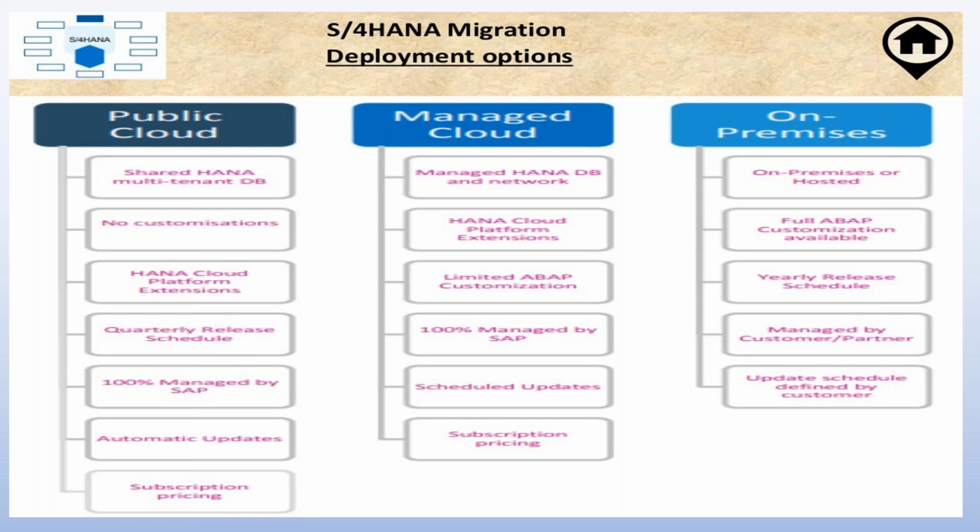No customizations are allowed in case of public cloud. And obviously there is a quarterly release, 100% managed and automatic updates. Here also it is subscription pricing. So what is the difference between the public cloud and managed cloud? In case of public cloud, the database is shared by multiple tenants. In case of managed cloud, you can have your own database. But this is just a cloud. Now here these are the SAP clouds.